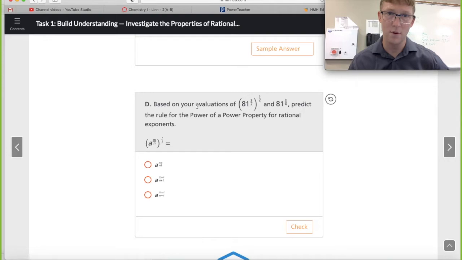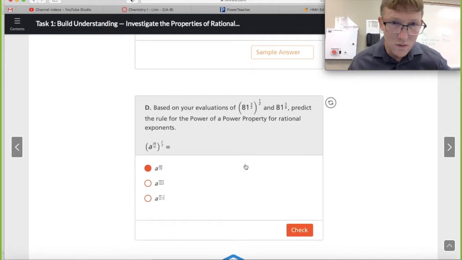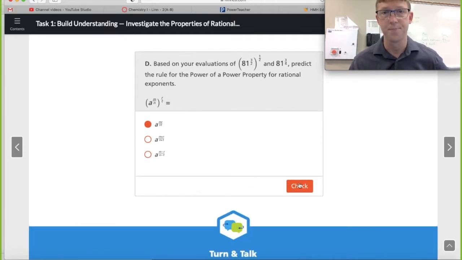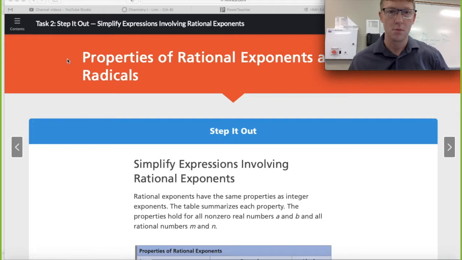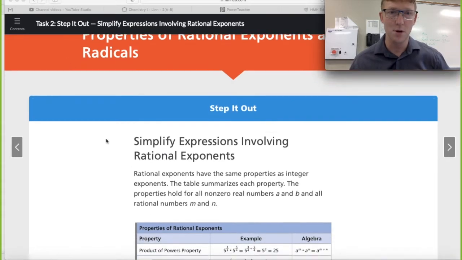Based on your evaluation of that and 81 there, predict the rule for power. So again, when it's a power brought to the power, you're just going to multiply those together. So that's like that. All right, we got a couple more examples coming up.